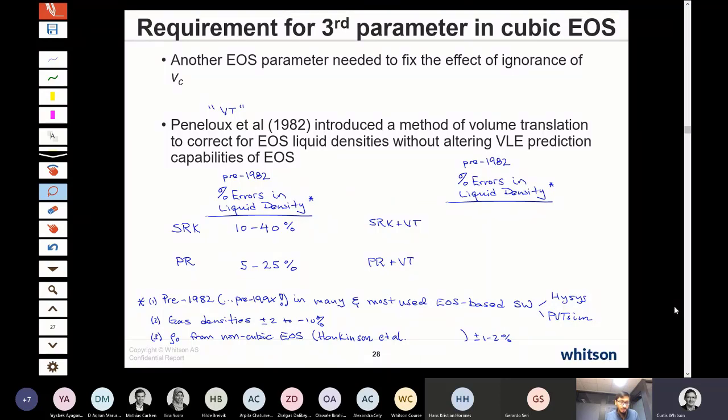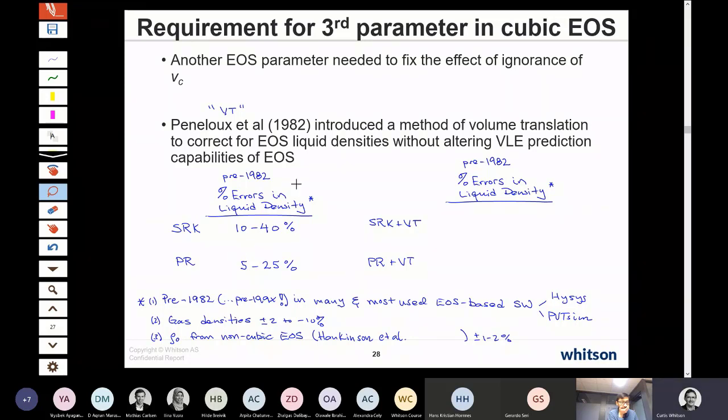So this was kind of the state in 1982. We had these percent errors in liquid density of any stock tank oil, reservoir oil. Can you all see this cursor? Yeah. And in fact, some of these errors on the low end, maybe 5 to 10%, depending which equation of state you're using, would apply to high pressure gases as well, gas condensates. So this was kind of the state.